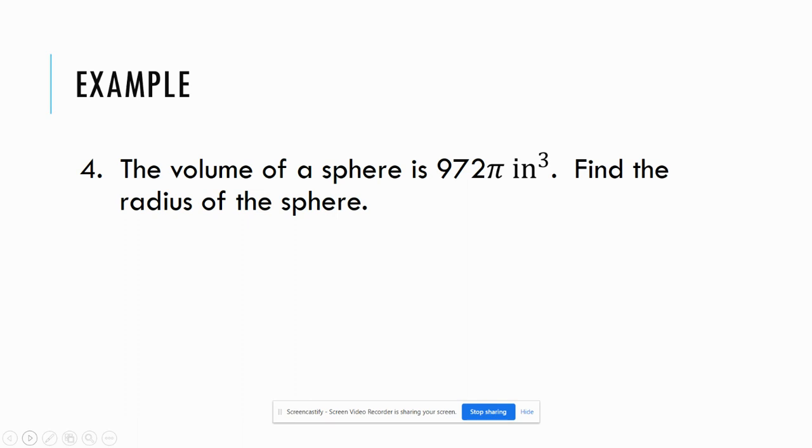The last example, we're going to find, given the volume of a sphere to be 972 pi inches cubed, the radius of the sphere. So we're talking about a sphere, and so I know that based off of the formula, it's 4/3 times pi times the radius cubed. Notice that the only number that's given is the volume. So I'm going to be plugging that in for V. And once again, don't lose the pi. Pi is a part of that number.